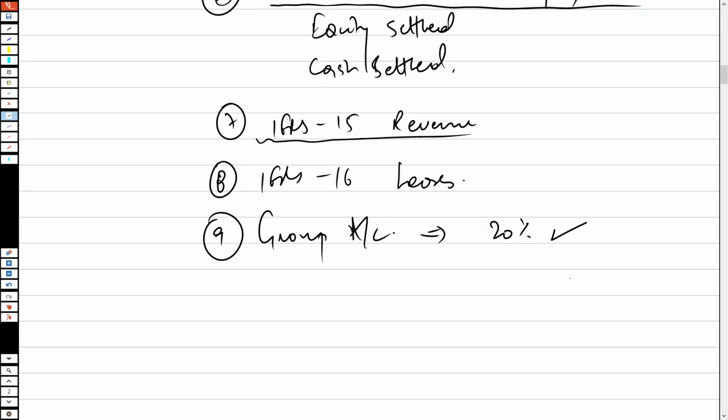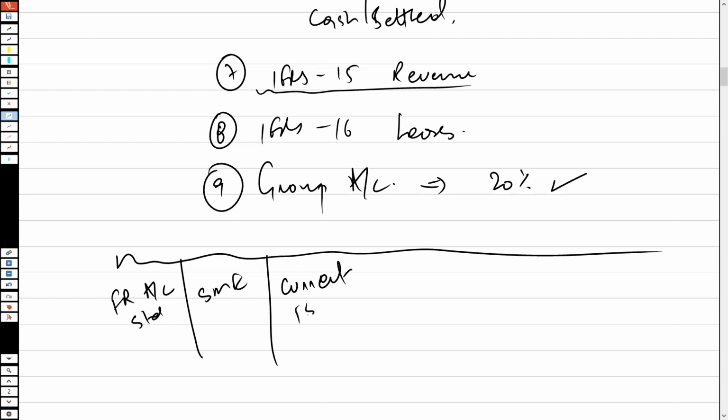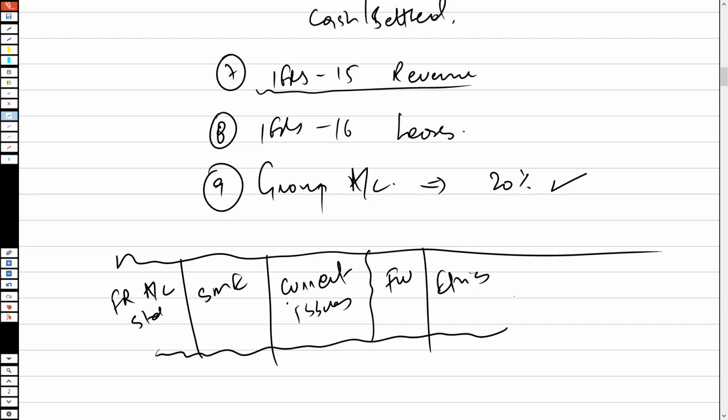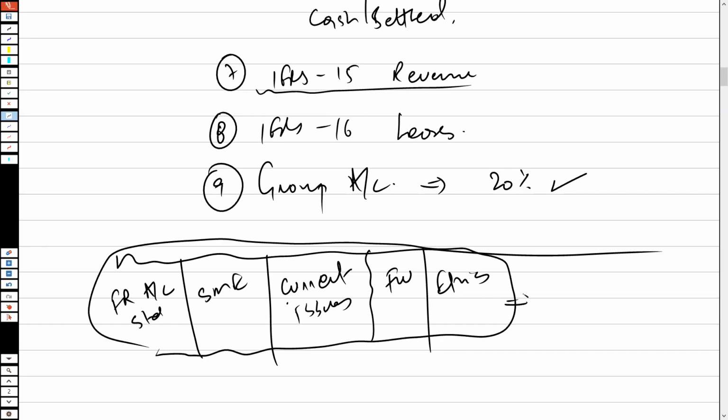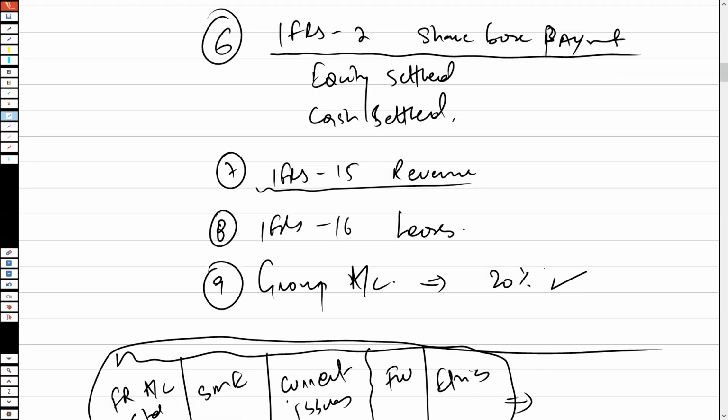What I would recommend is this: a lot of students spend a lot of time on the FR accounting standard revision. They spend time on the SME accounting standard, then on a lot of current issues, then on the IASB framework, and on ethics, et cetera. I am not saying that you skip these, but if you do these 7-8 or 9 topics, I am guaranteeing you that you will be able to handle 65% of the paper.